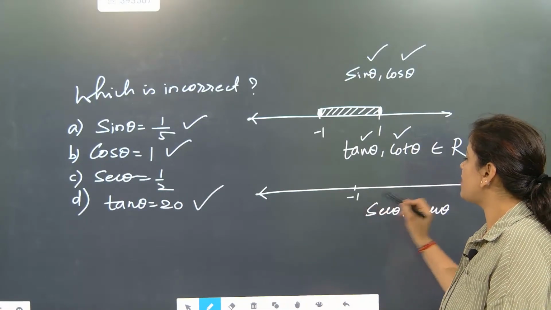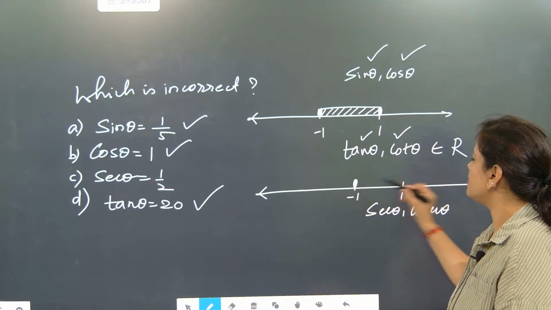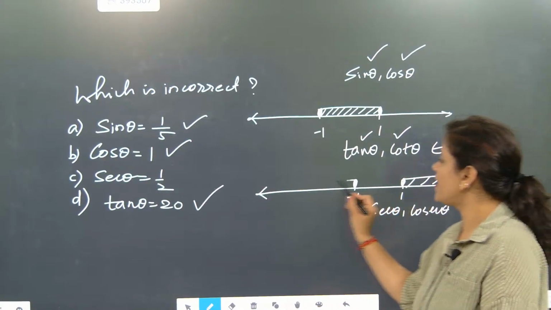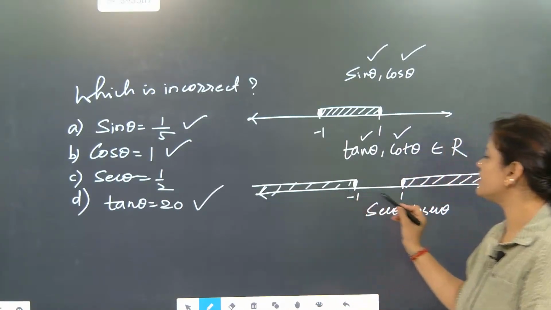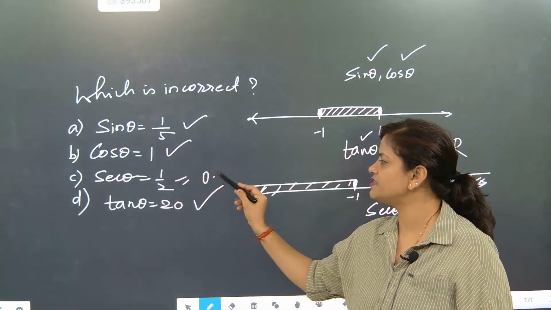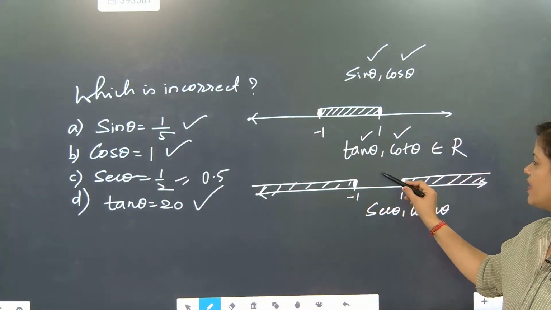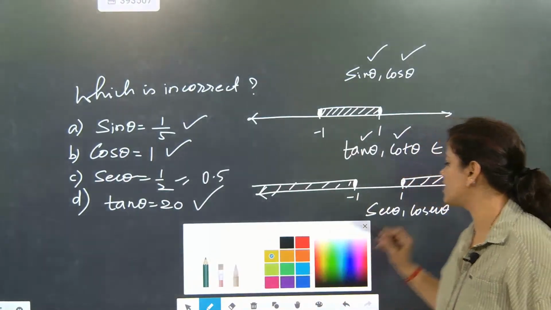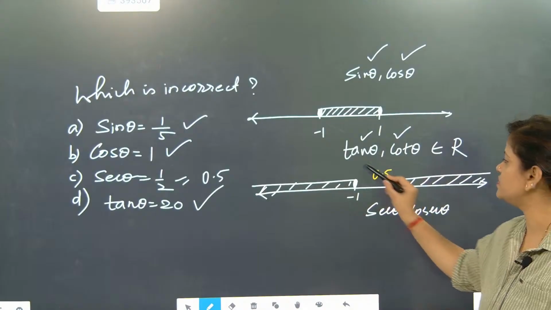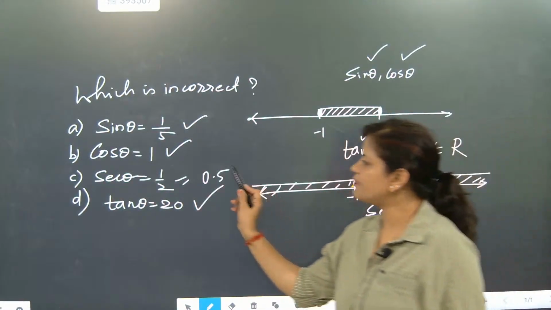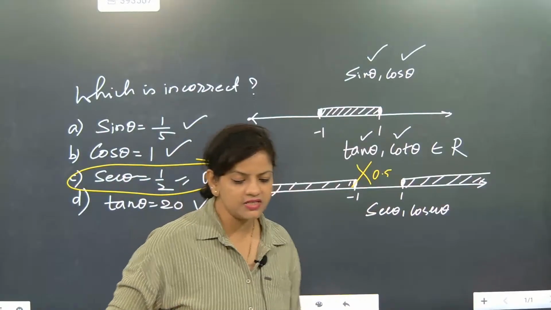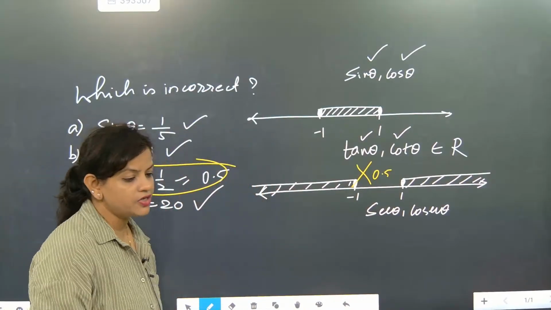For sine and cos the range is minus 1 to 1, but here it is different. For secant theta and cosecant theta, the values can be anything, but the answer will never come between minus 1 to 1. Here secant theta is given as 0.5, and 0.5 comes between minus 1 to plus 1, which is not possible. So 100% this is the answer, because they asked which answer is incorrect. I hope everybody understood this one.